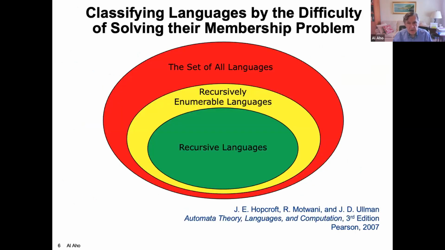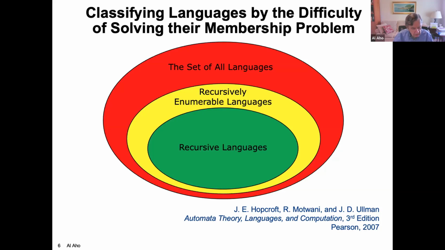We can classify languages by the difficulty of solving their membership problem. And this is the sort of diagram you see in the first course on theoretical computer science. The outer oval represents the set of all languages over some alphabet. And a language is a subset of the set of all strings over that alphabet. And as Thad in his talk on Cantor infinities showed, this means that there are an uncountably infinite number of possible languages, since there are an uncountably infinite number of subsets of the countably infinite set of all strings.